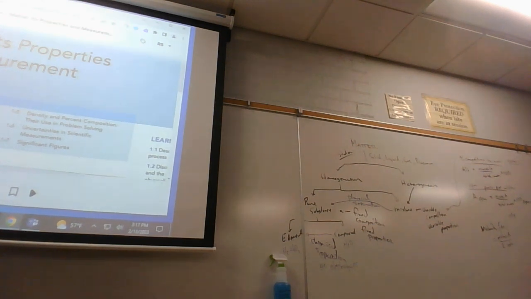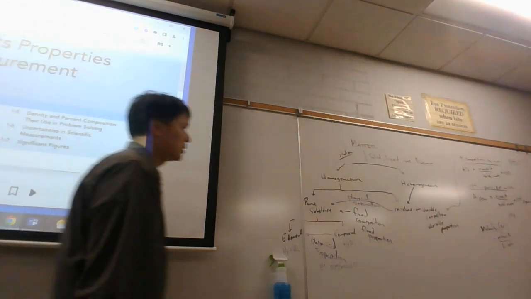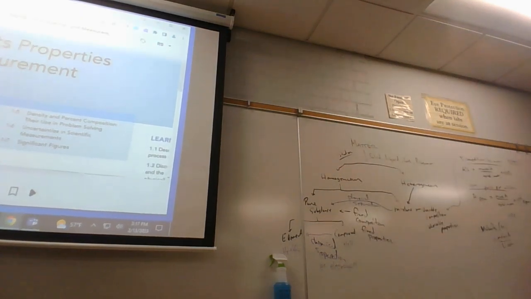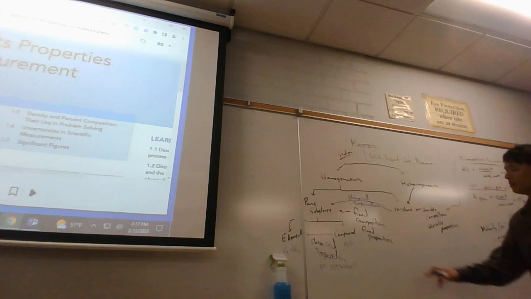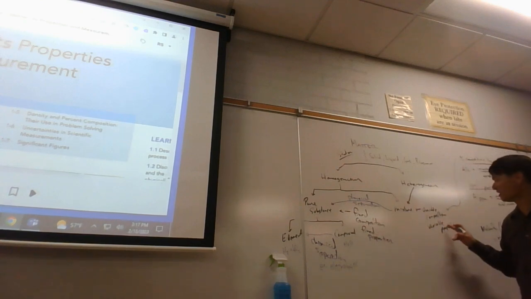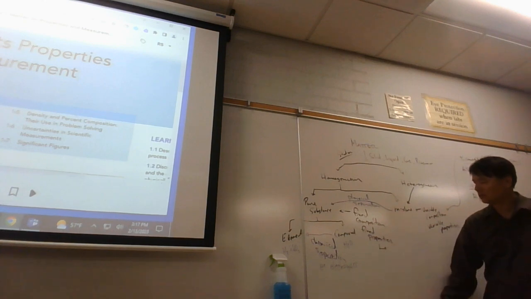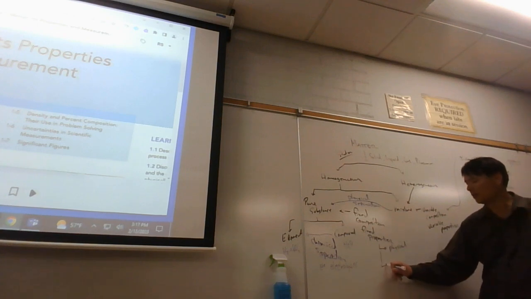Okay, for measurement of matter, SI units, the metric units. Let's talk about that briefly. Density, percent composition. So when we talk about the properties, fixed properties here versus variable properties, there are two types of properties. What are the two types of properties? Physical properties and chemical properties.